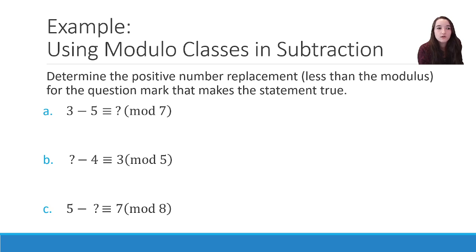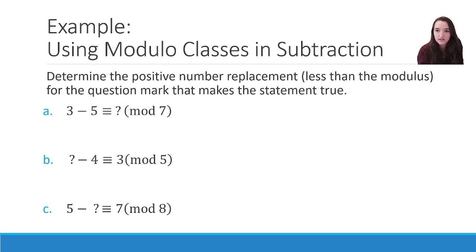Now, what about if we want to start doing other operations? We've seen what a mod addition table looks like, but what about a mod subtraction? If we want to determine the positive number replacement that is less than the modulus, for the given question, how would we do that? 3 minus 5 is congruent to what in mod 7? Again, we have multiple ways we can do this. We can create a table, or we can create a clock, or we can replace these numbers with other things that are greater than it. We have a lot of options.